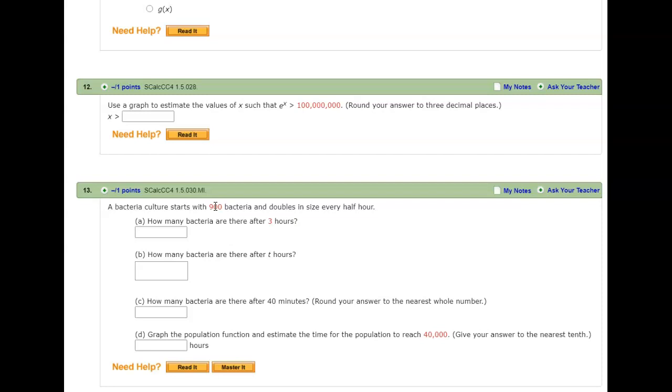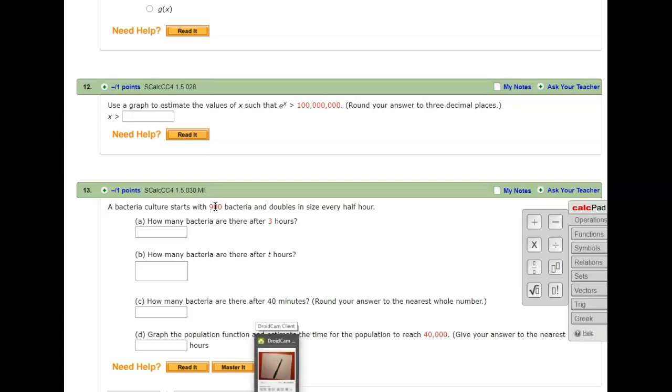So if we have 900 times 2, 3 hours later would be 2 to the 6. To the 6. That's what we'd have for our answer there. So whatever that ends up being. So what would we do for an equation here? This is saying how many bacteria, and they're only wanting the right side of the equation.